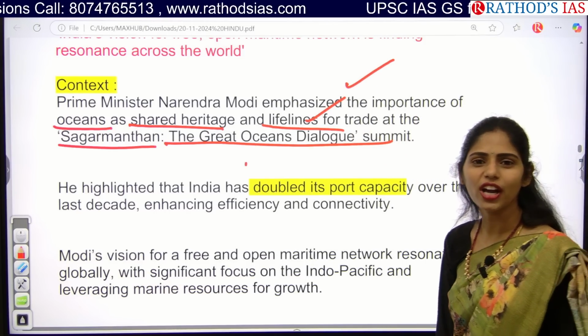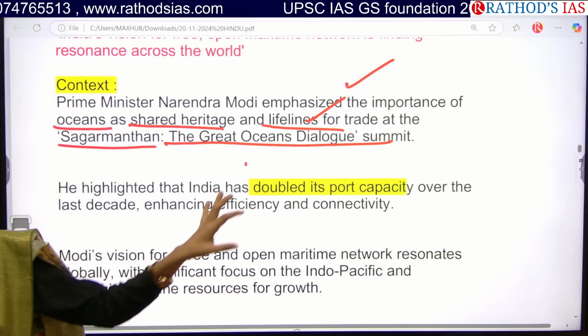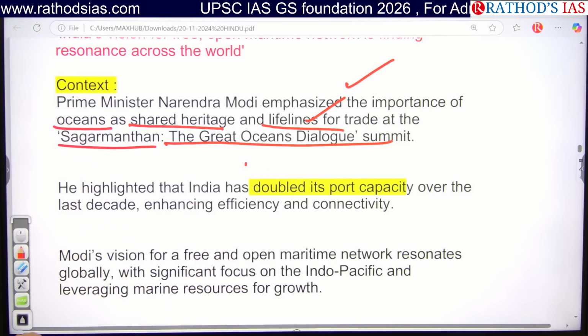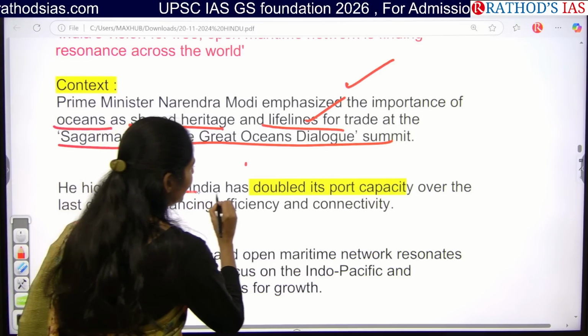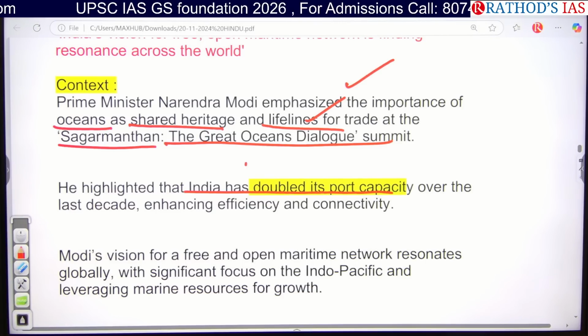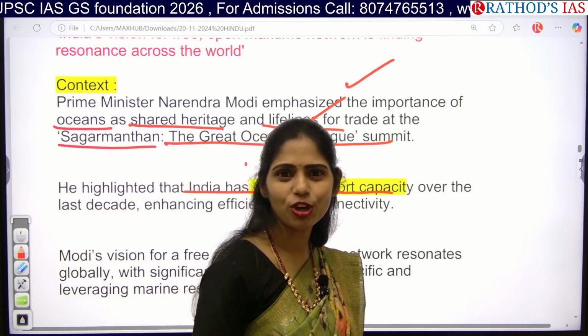So if we are not having these ocean routes or sea routes, can we ensure proper trade? No. So try to use this kind of keyword, lifelines of trade. Okay, and he also highlighted that India has doubled its ports capacity. We are going for development of our logistics. So can you tell me one program which India is focusing on for improving ports?